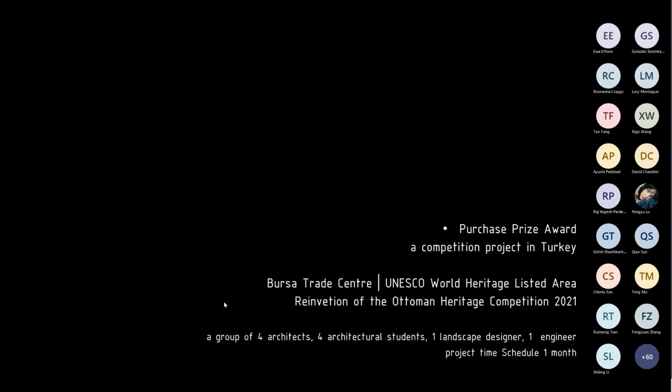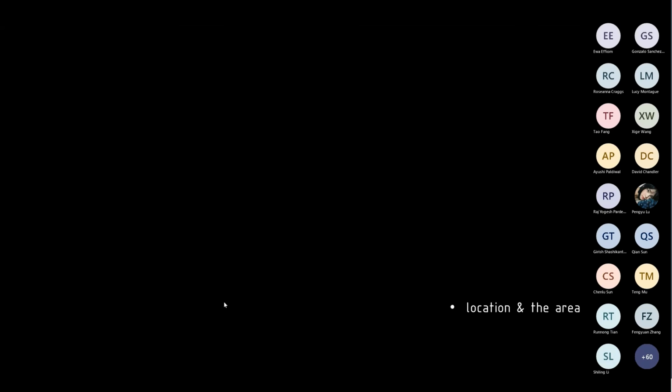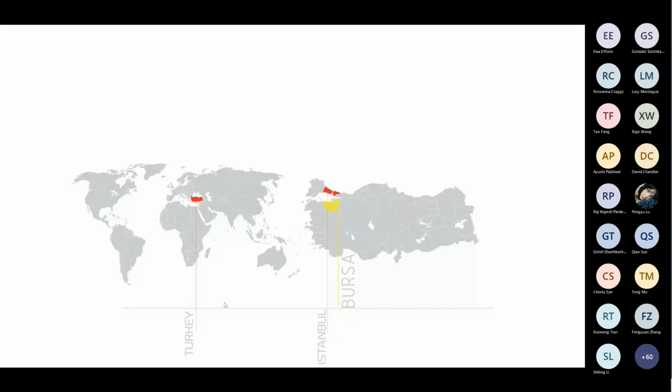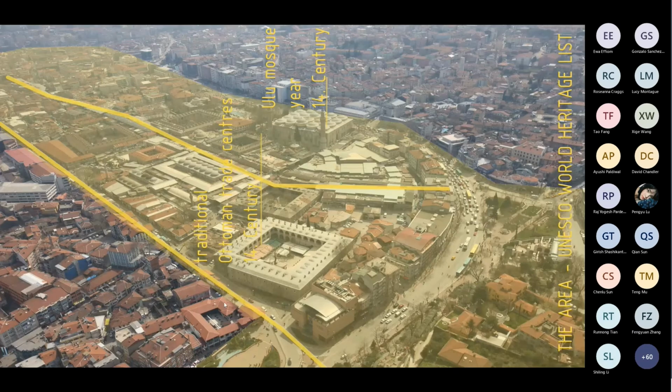The location was near Istanbul in Turkey, an ancient city from the 14th century Ottoman period. It was the endpoint of the Silk Road, so it was a very important area. Our main focus was the red area to develop. This was a council competition, so they asked how to develop this historical area to improve public use. And our proposal was this.